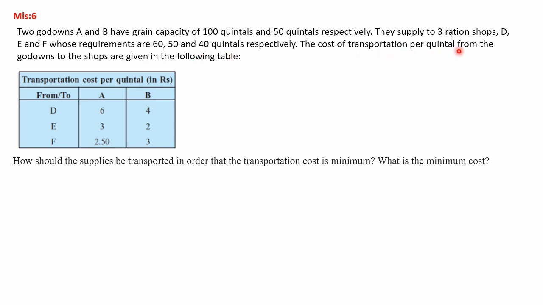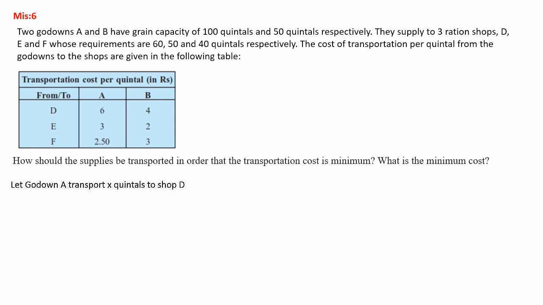The cost of transportation per quintal is mentioned in the table. And by using linear programming, we have to find out how we can supply this ration to these ration shops with a minimum cost, and what is the minimum cost. That is what we have to calculate.